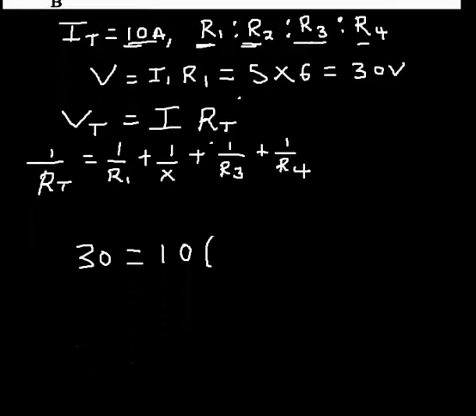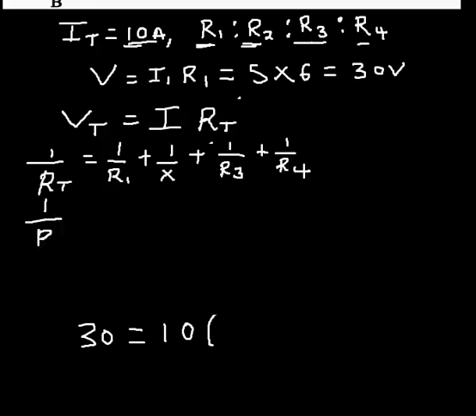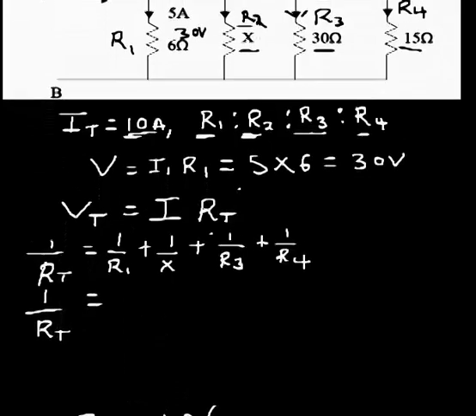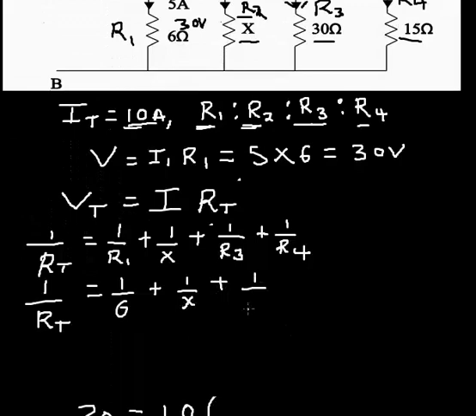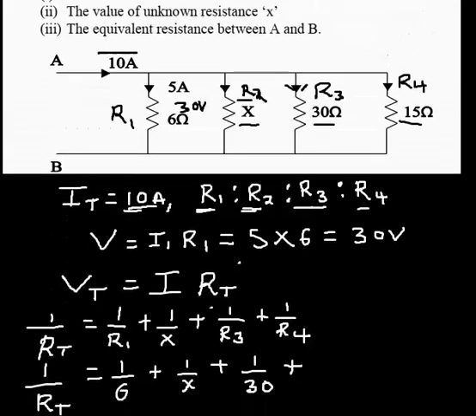All right, so now that's going to be 1 all over RT. Total is going to be equal to, what is my R1? 6, 30, 15. So I'm going to have 1 all over 6 plus 1 all over X plus 1 all over, what do I have, okay, R3 is 30, then plus 1 all over 15.